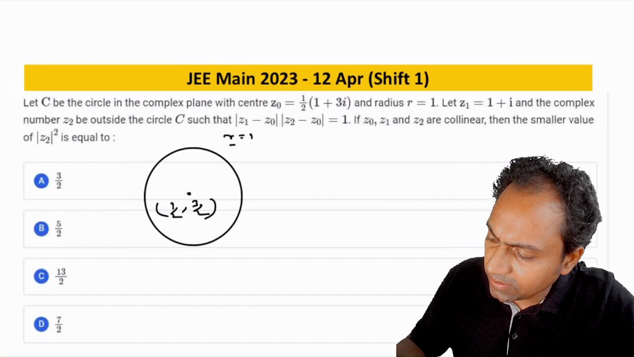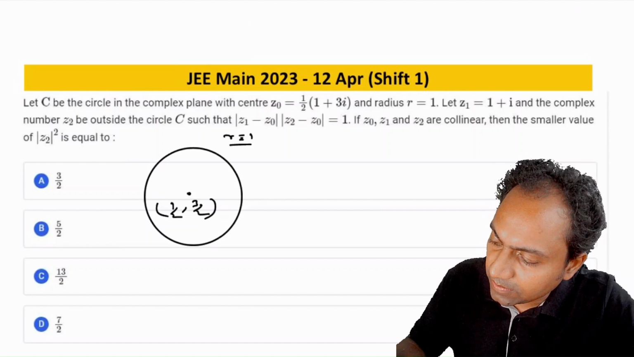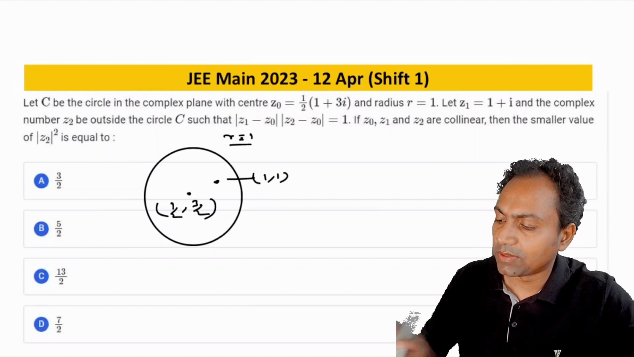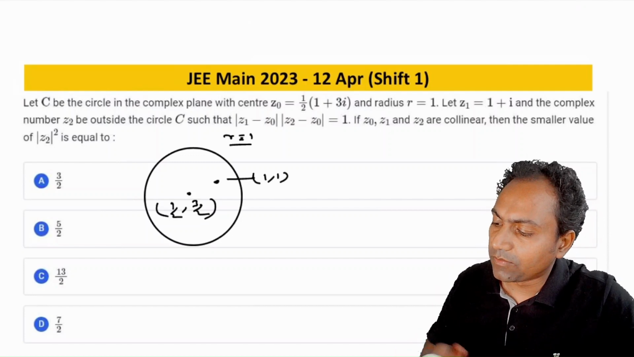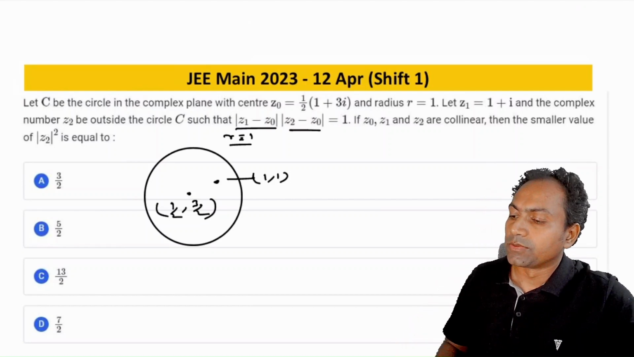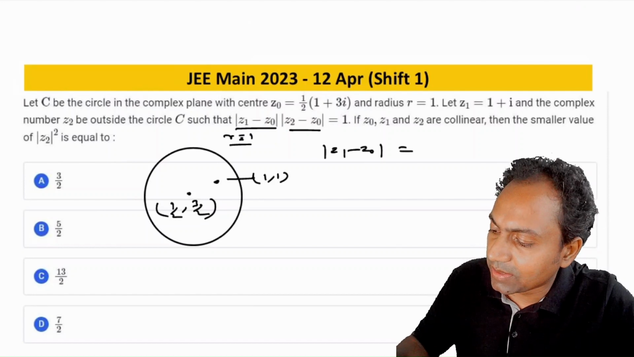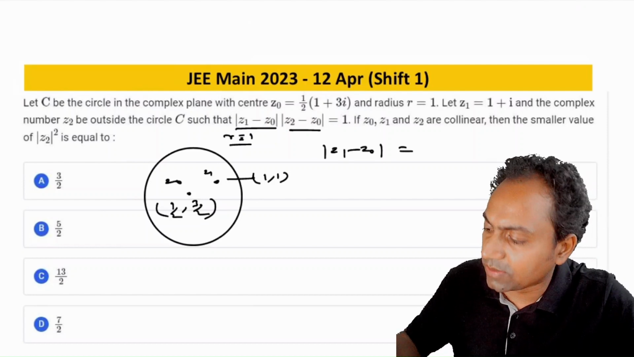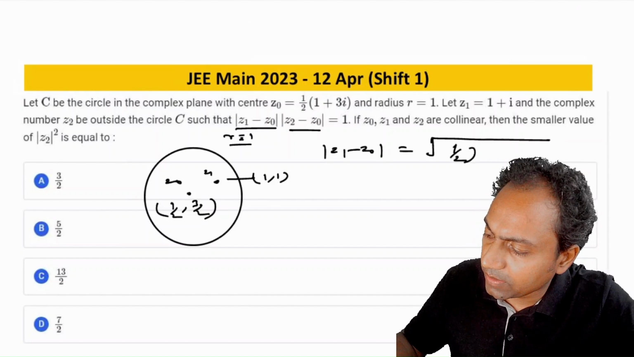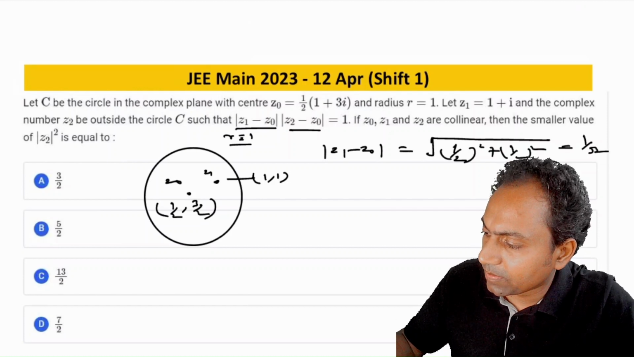Apart from that, they have given that there is a point z1 equal to 1 plus i. If you find the location, it would be somewhere here. So this point becomes 1 comma 1 in coordinate geometry. Now they want us to find a point z2 which is related by this relation. If I find mod of z1 minus z0, it is nothing but the distance between the center and this point z1. So I can apply my distance formula and it will become 1 by 2 whole square plus 1 by 2 whole square, and this comes out to be 1 by root 2.